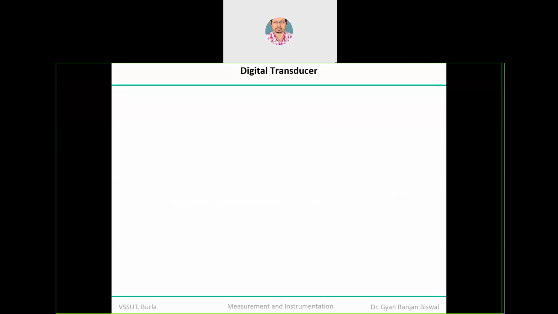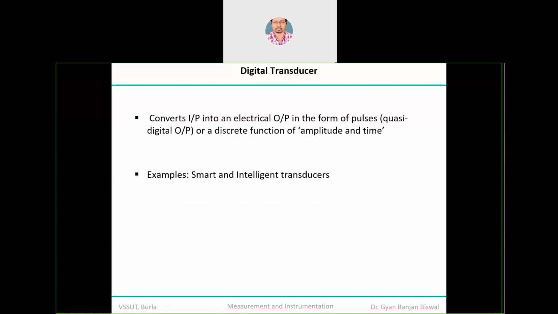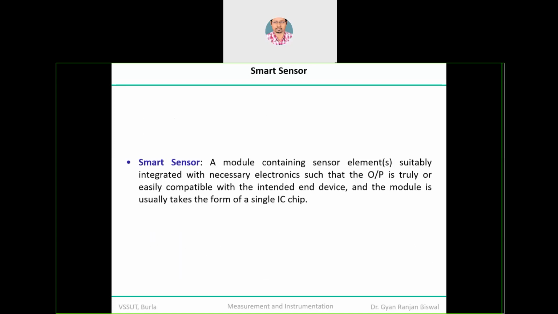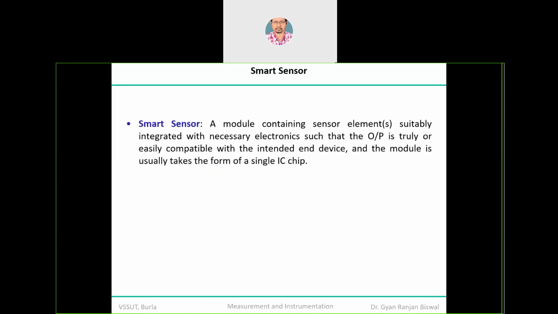So that is your analog transducers. Digital transducers, I have already told you, convert into a digital output or a quasi-digital output. Quasi-digital is nothing but the pulse, the train of pulses you are getting, and the exact digital is the binary output you are getting. Inverse transducers, I have already told you. What are smart sensors now?